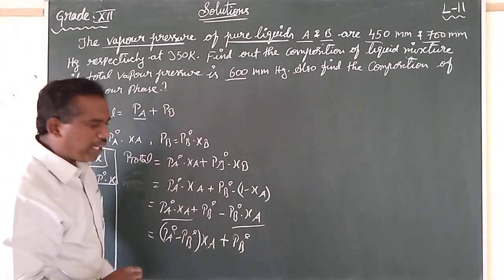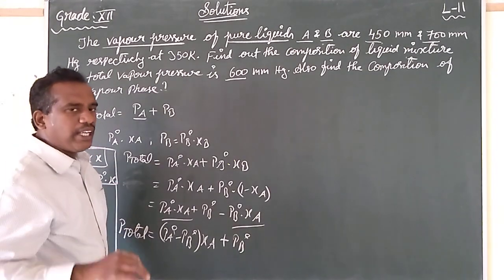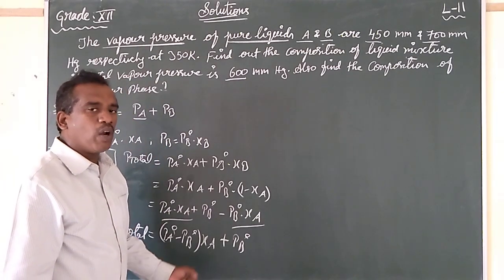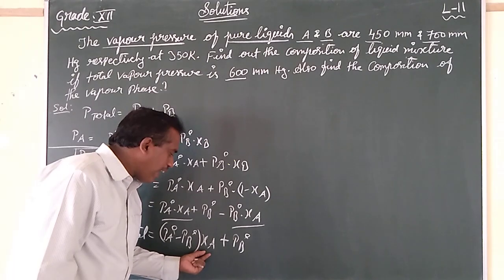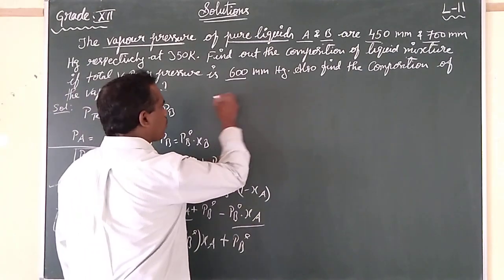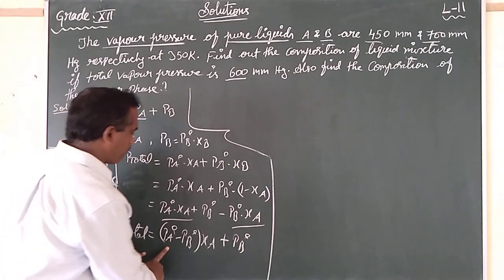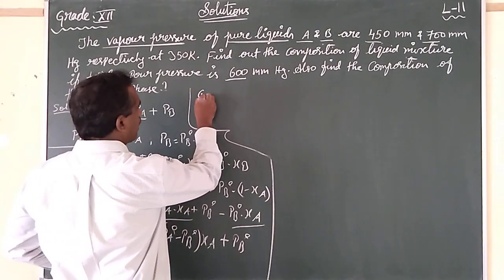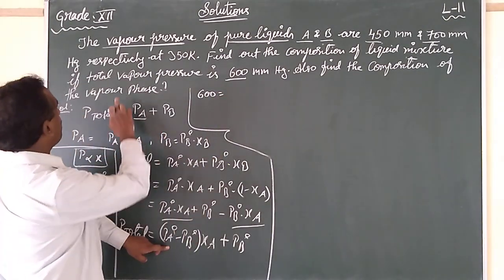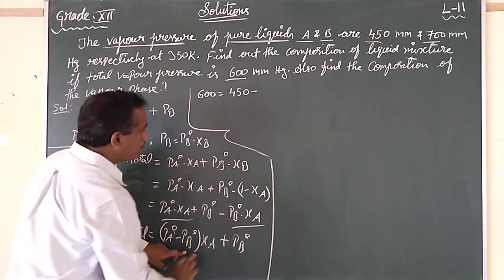What is this explaining? This is explaining that the total vapor pressure can be dependent upon the mole fraction of one of the substances. So if you know the mole fraction of one of the substances, obviously we can get the mole fraction of the other substance. So we are going to substitute the values here. P total is how much we got? 600 millimeters of mercury. PA naught is how much? They have given 450, minus PB naught.